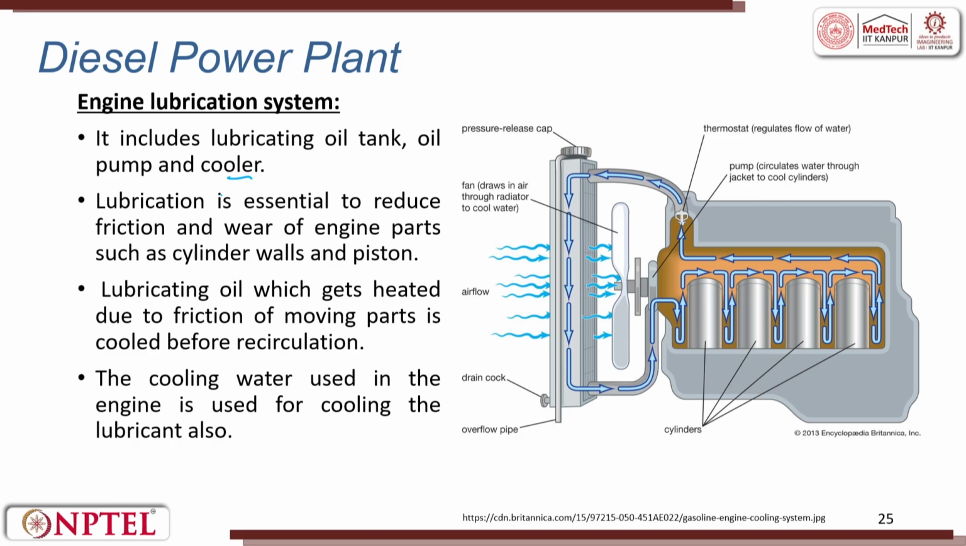Because the working temperature there is 1500 to 2000 degrees Celsius. So, the lubricant also becomes very hot. So, that has to be cooled. The lubrication is essential to reduce the friction and wear of the engine parts, such as cylinder wall and piston. The lubricating oil will get heated due to friction and moving parts, and is cooled before recirculation. The cooling water used in the engine is used for cooling the lubricant also.